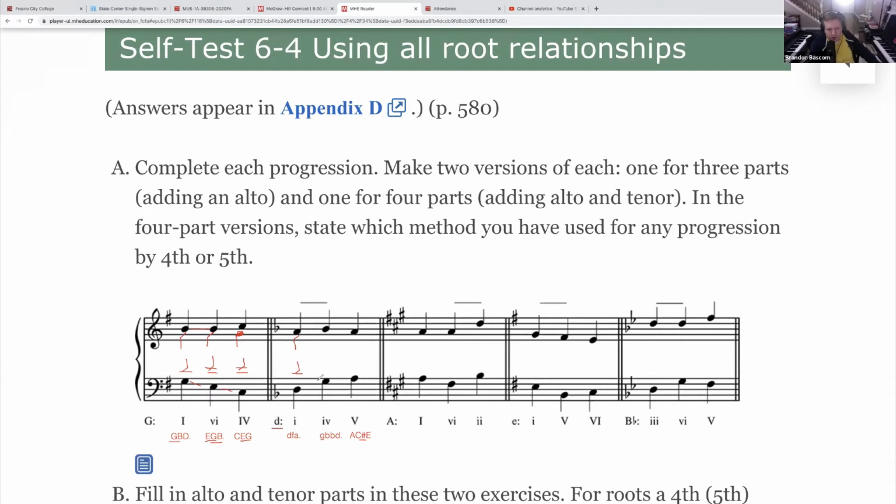All right. We have a big dash here, which means we're probably moving the bass by a fourth or a fifth, and they want us to tell us which one we're doing. Sure enough, our bass goes up by a fourth. So this means that we are either going to do way number 1, way number 2, or way number 3.